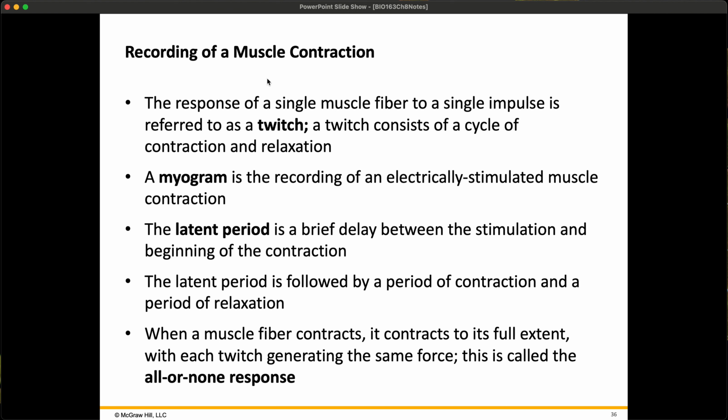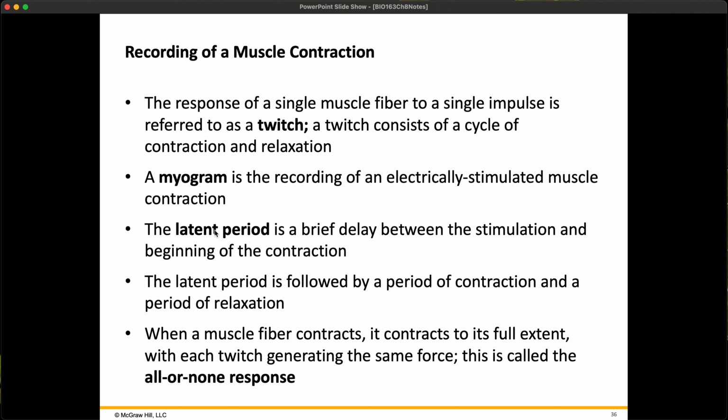So looking at muscle contractions and different types of muscle contractions, the response of a single muscle fiber to a single impulse, we call it a twitch. And a twitch is a full cycle of contraction and relaxation. You experience twitches if you're falling asleep and you're starting to really doze off, and then all of a sudden you give a little twitch, your body jerks a little bit. That's a muscle twitch, right? They record that through a myogram. So that's recording the stimulus and the contraction.